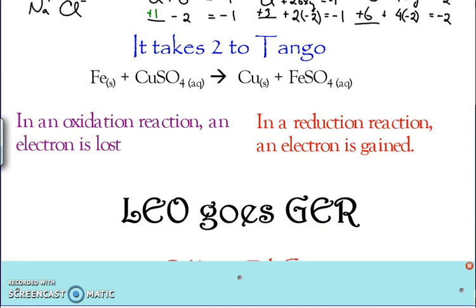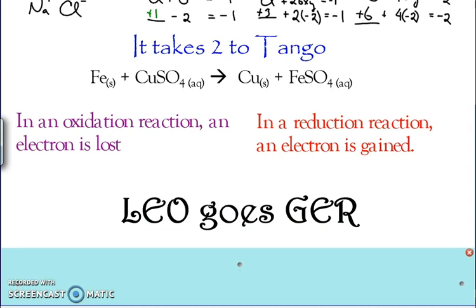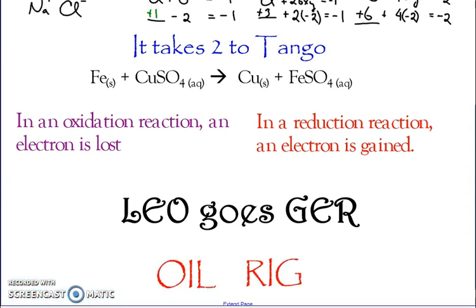Alright? The way to help you remember this is 2 mnemonic devices. LEO goes GER. L-E-O stands for loss of electrons is oxidation. GER stands for gain of electrons is reduction. There's another mnemonic device called OIL RIG. Again, we're talking about electrons being gained or lost. OIL: oxidation is loss of electrons, and reduction is gain of electrons. And copy those down.